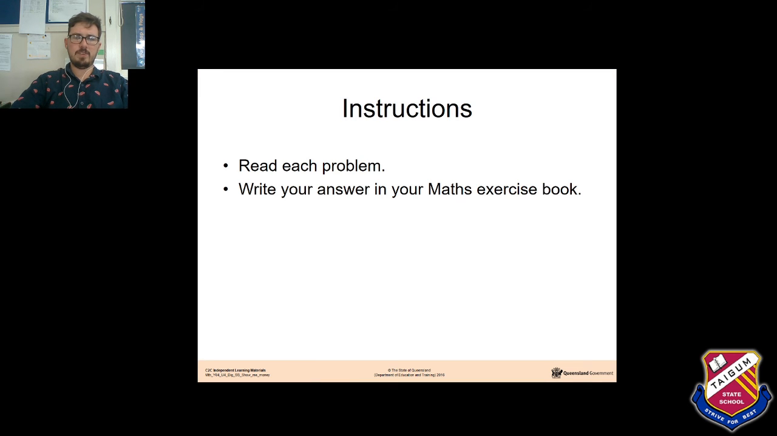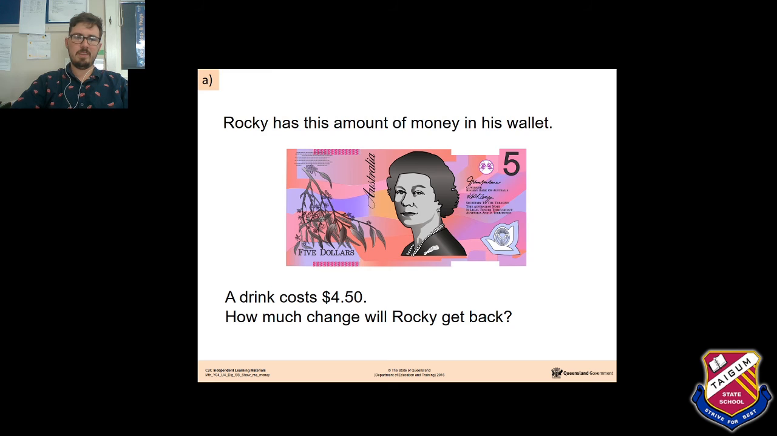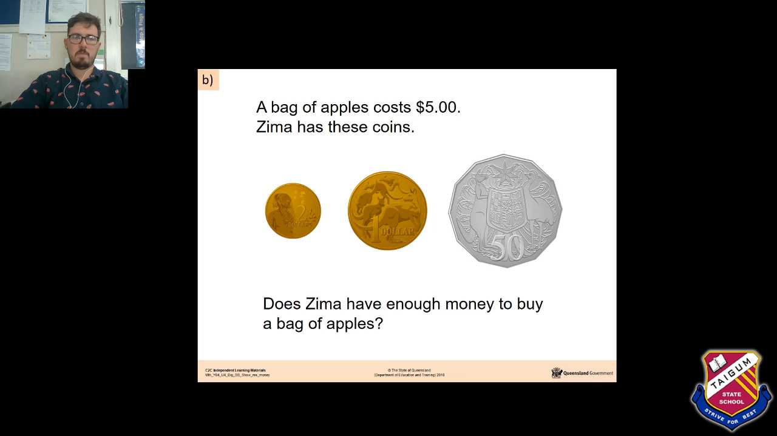Here are the instructions for your next task. Read each problem, write your answers in your math exercise book. A. Rocky has this amount of money in his wallet. A drink costs $4.50. How much change will Rocky get back? A bag of apples costs $5. Zimmer has these coins. Does Zimmer have enough money to buy a bag of apples?